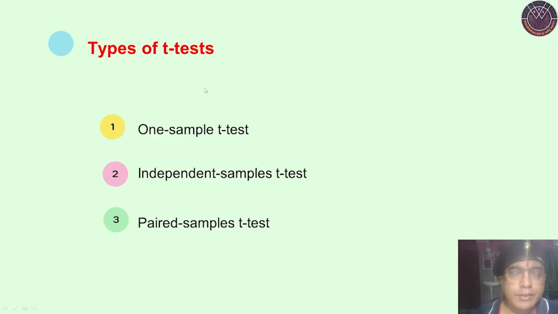Now there are different types of t-test. The first one is the one sample t-test, the second is the independent sample t-test, and the third one is the paired sample t-test. We will try to understand all three types, taking one at a time, and I will give you different examples. What you understand by one sample t-test, what is the meaning of independent sample t-test, and what is the meaning of paired sample t-test.